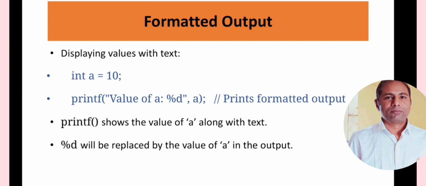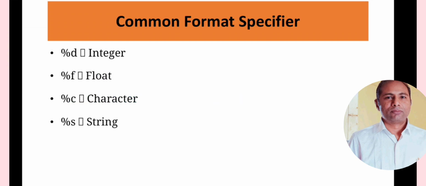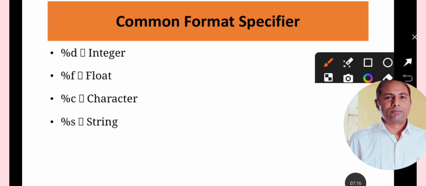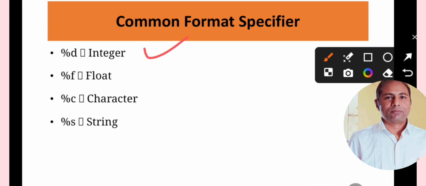So what are the different format specifiers? Here they are. If it is an integer value, then we will write percentage d. If it is a float value, then we will write percentage f. If it is a character, then we will write percentage c. If it is a string, then we will write percentage s as the format specifier.